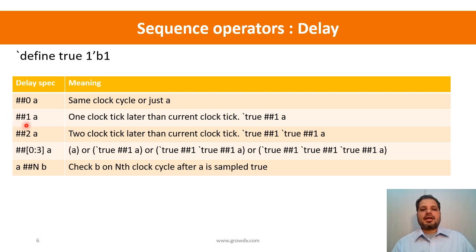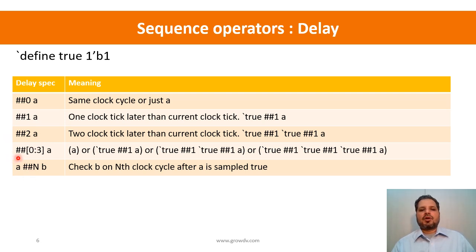Now if I say ##1 A, it means one clock tick later, and it implicitly takes that before this there is one tick true. That is, it assumes that the sequence was true, and it progresses, and then after one clock tick it checks for A, and if it finds it true, then this ##1 A timing expression gets satisfied. Similarly, if it is ##2, it skips 2 clock cycles, and on the third clock cycle, if A is true, then this expression is satisfied.